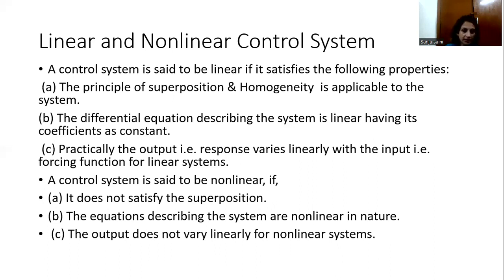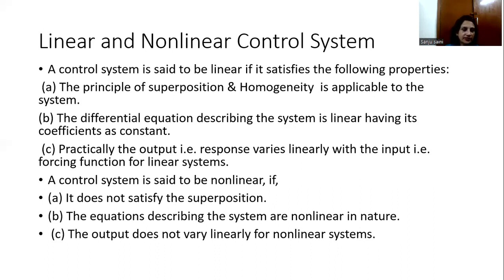And in case the system is not following all these things, then the system will be non-linear. Like system is non-linear if it is not following the principle of superposition and homogeneity. Then the system will be non-linear in case the differential equation describing the system has the coefficients which are not constant, which are changing. Then in case the graph between the input and output of the control system doesn't come out to be a straight line, the system is non-linear.